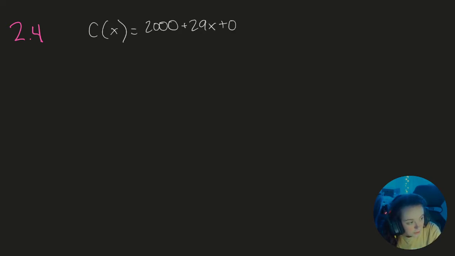plus 0.35x squared. Now, I don't normally like these that go out of order and aren't in descending exponent, but in this case, it doesn't really matter too much. Okay, so when you're finding the average of something, you divide it by x. That's it. That's all you have to do.